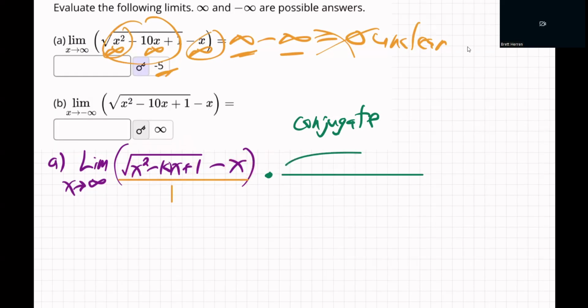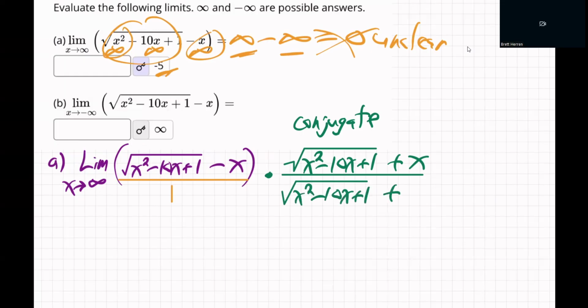This is a technique you want to get used to. We use it a lot. What is the conjugate? It means the same exact thing, but opposite sign in the middle. So right here it's going to be plus x. And whatever you do to the top, you have no choice, of course, you've got to do the same thing to the bottom, because you can't change the fraction.